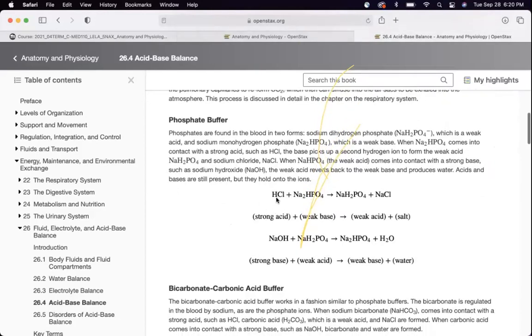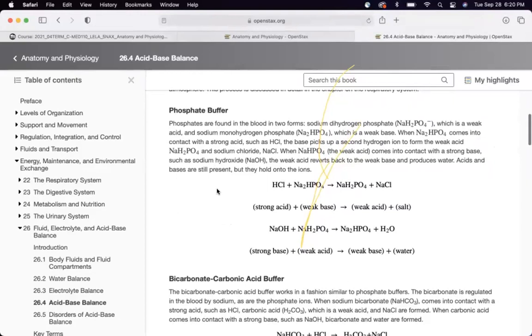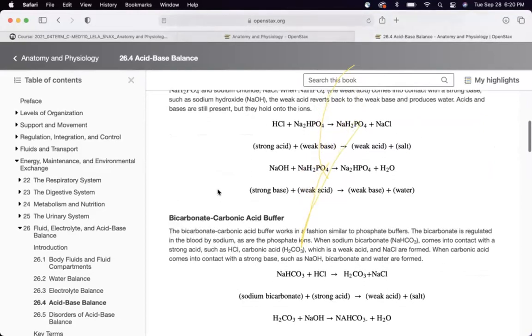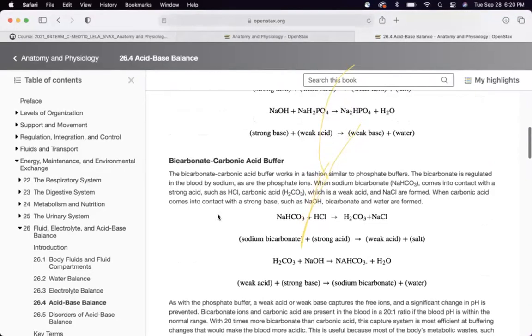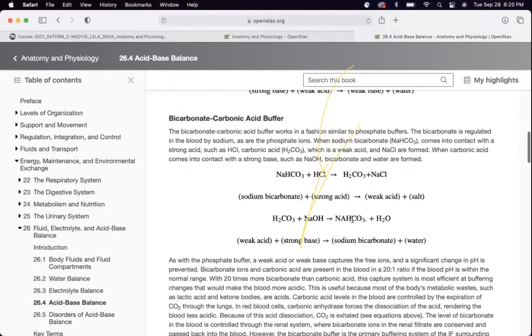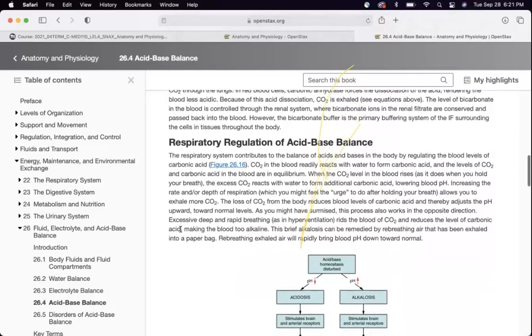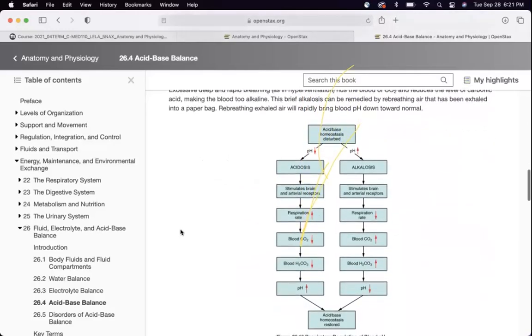Now, if you can see here, hydrochloric acid is a strong acid, and the phosphate buffer is a weak base, right? So sodium phosphate can be used as a buffer. I also mentioned bicarbonate, sodium bicarb, right? NaHCO3 is also a buffer. Now let's go into regulatory systems.